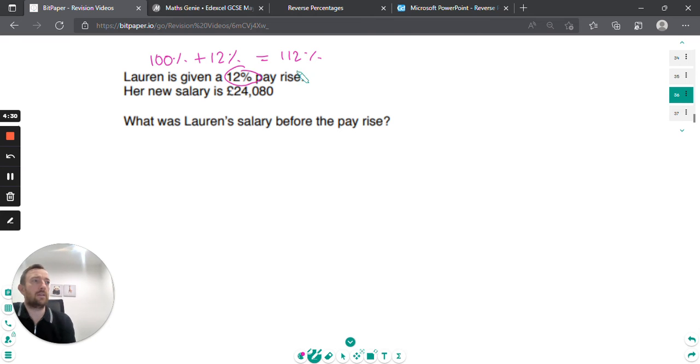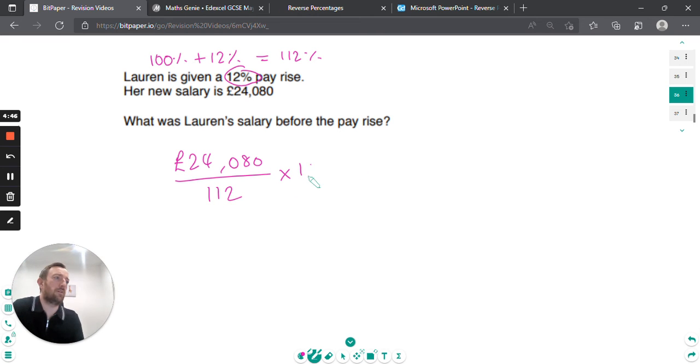Her new salary is £24,080. So they must be the same thing: 112% must be her new salary. So just like before, we take the amount, we divide it by the percentage that we've got, and then we times it by 100. So 24,080 divided by 112 and then times 100.